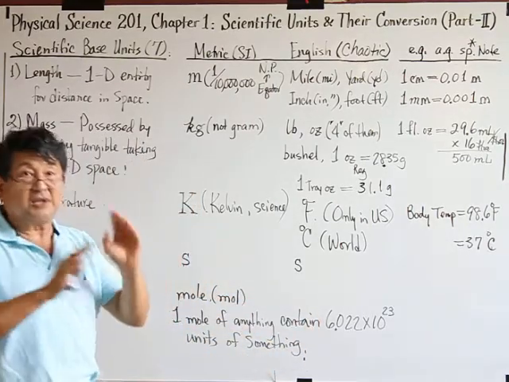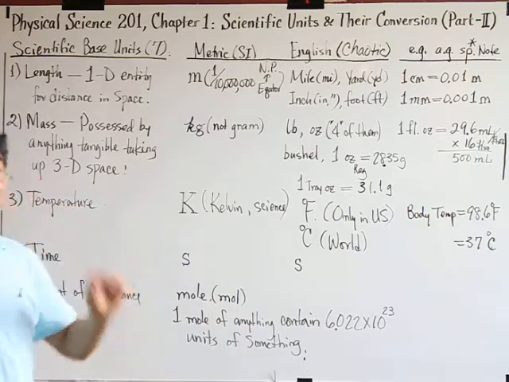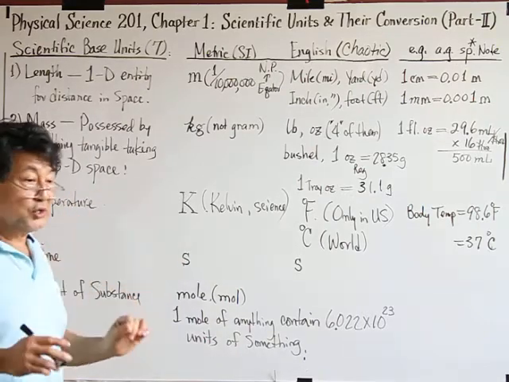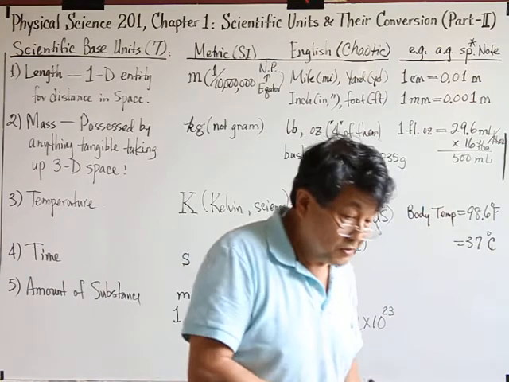600,000 billion. That is the number of units for anything to be considered as 1 mole.